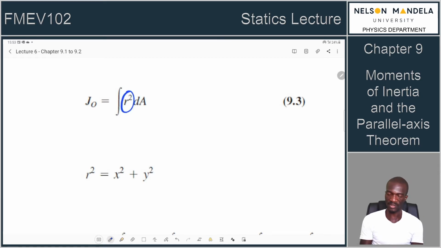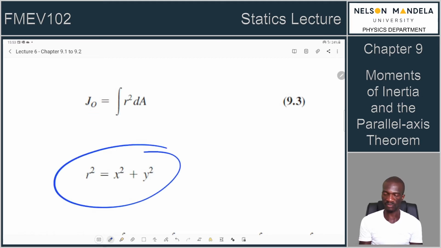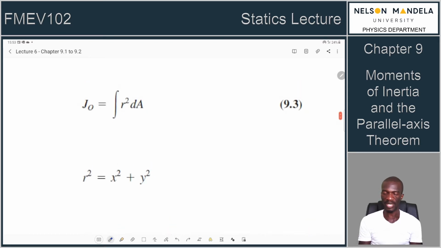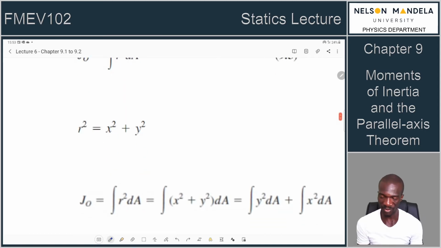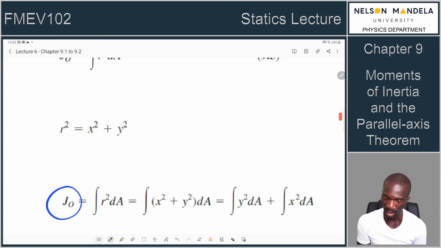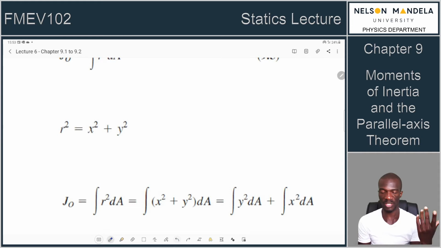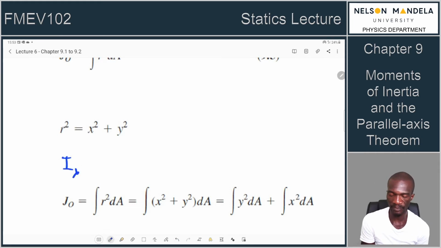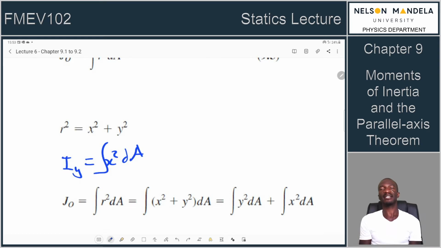Why? Because your r squared is the distance of the area element from the axis of concern, which is the origin, which is why we have it as O there. We've already defined r squared as x squared plus y squared. If we substitute this in there, you will notice that we get an equation which looks like this. Our polar moment of inertia about the origin O is simply equal to the integral of r squared dA, an equation that looks like what we had earlier, x squared dA, and we integrate. So this is now our distance r.